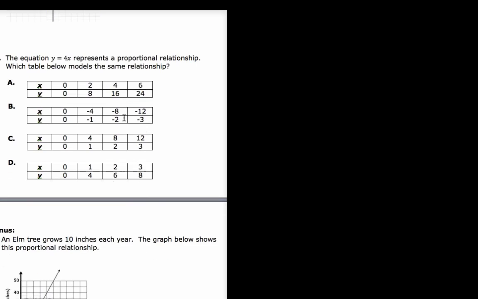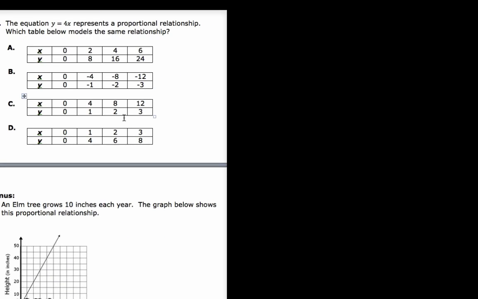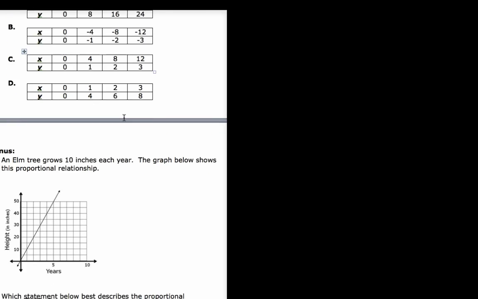Number 17. The equation y equals 4x represents a proportional relationship. Which table below models the same relationship? So in A, the coordinates are 0, 0, 2, 8, 4, 16, and 6, 24. For B, the coordinates are 0, 0, negative 4, negative 1, negative 8, negative 2, negative 12, negative 3. For C, the coordinates are 0, 0, 4, 1, 8, 2, 12, 3. For D, the coordinates are 0, 0, 1, 4, 2, 6, 3, 8.